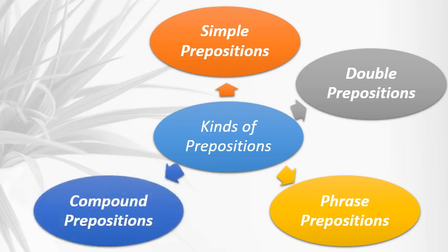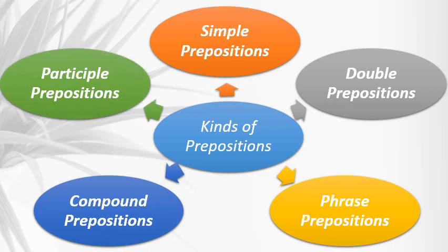Number 4 is compound prepositions. Means these prepositions are two-word prepositions. For example, according to, because of, next to, etc. Number 5 is participle prepositions. Means participles are actually verbs that end with en or ing. For example, considering, during, given, including, etc. So total there are 5 kinds of prepositions: simple preposition, double prepositions, phrase prepositions, compound prepositions, participle prepositions.